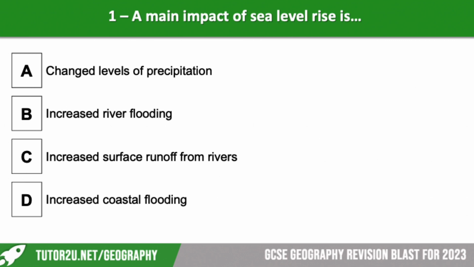So our first question, our main impact of sea level rise is A, change levels of precipitation, B, increased river flooding, C, increased surface runoff from rivers, and D, increased coastal flooding. Let's reveal. It is increased coastal flooding.